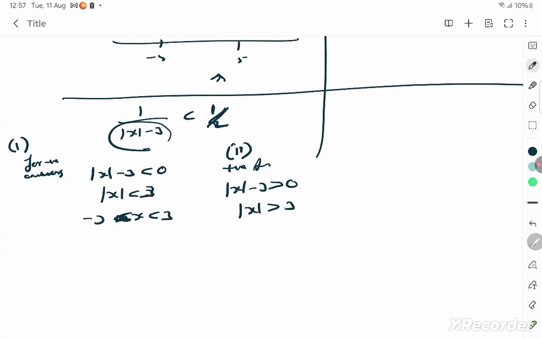You know mod x is greater than 3, so x will be greater than 3 or lesser than minus 3. But in this case, for positive numbers, the denominator should not exceed 2. When x is lying between minus 3 and plus 3, none of these x values should get you an answer which is greater than 2. The denominator should be only 2.